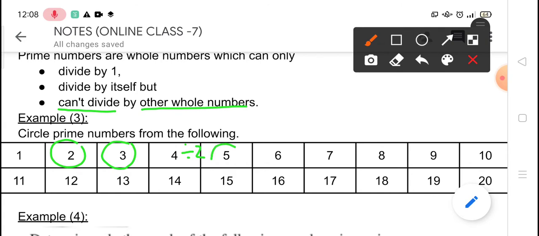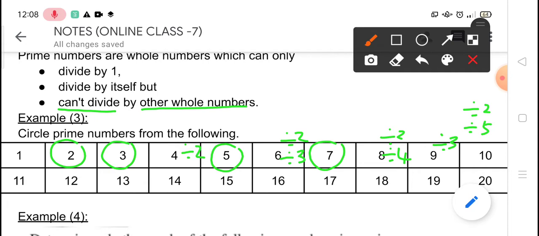Next, 5. 6, no, because 6 can be divided by 2. 6 can be divided by 3. 7, yes. 8, no also. 8 can be divided by 2. 8 can be divided by 4. So 8 is not a prime number. 9 can be divided by 3. So 9 is also not a prime number. How about 10? 10 can be divided by 2. 10 can be divided by 5. So 10 is also not a prime number.